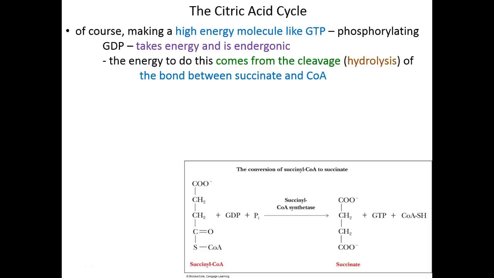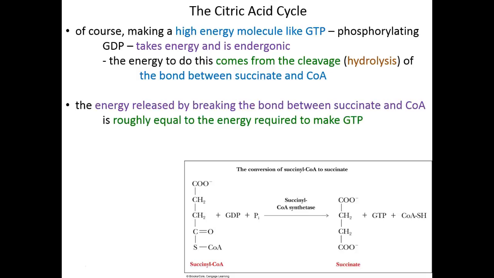Making GTP is endergonic. We already said the energy to make that molecule comes from the hydrolysis of succinate and CoA. That energy released by breaking that unstable CoA bond is roughly equivalent to the energy that we need to phosphorylate GDP. So from an energetics perspective, the delta G of this reaction is pretty neutral. It's pretty close to zero. The universe really doesn't care energetically how we do this. So this reaction is governed by the law of mass action. It's a set equilibrium. If there's more reactant, we'll go in one direction. If there's more product, we'll go in the other direction.